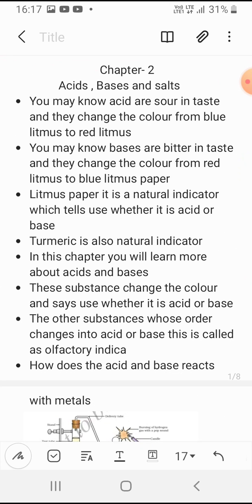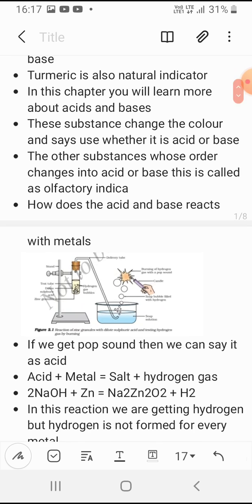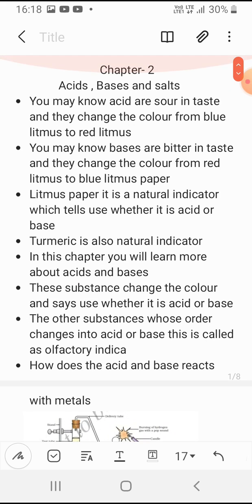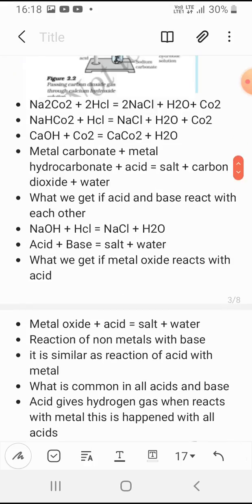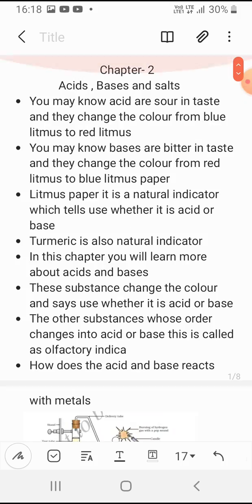And when a hydrogen carbonate or carbonate reacts with acid, and how to find the pH value. Keep this diagram in your mind, they may ask this diagram. And how to find whether it is a metal or non-metal by using the litmus paper. Many more things I have explained till now. So okay friends, I will explain the pH value, how to say whether it is weak or strong, in my next class.